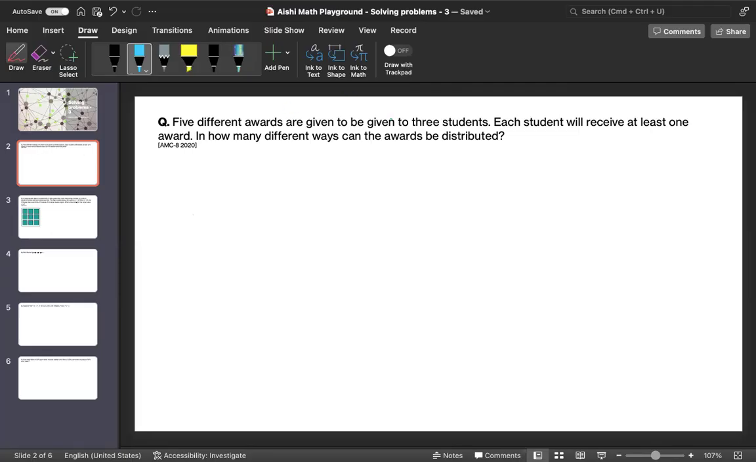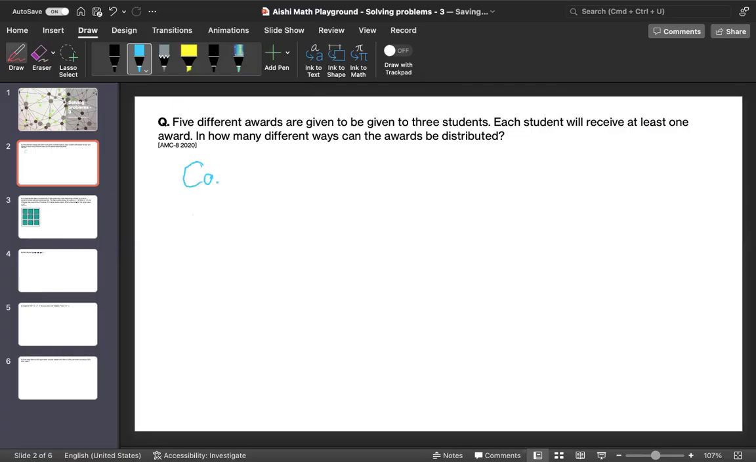5 different awards are to be given to 3 students. Each student will receive at least 1 award. In how many different ways can the awards be distributed? All right. This seems like a very interesting combinations question. So let's get on with the cases.